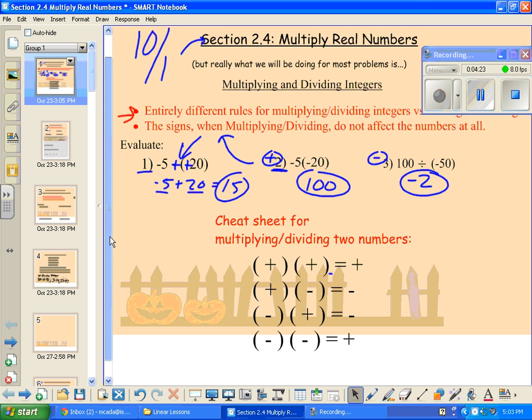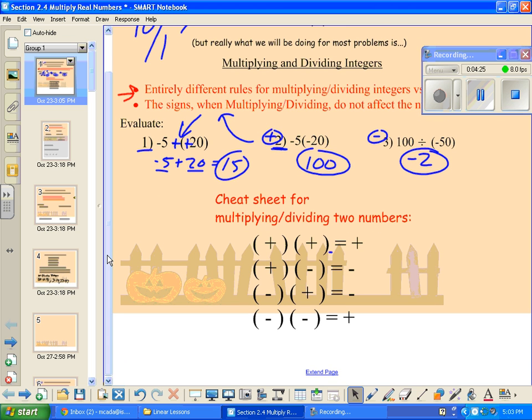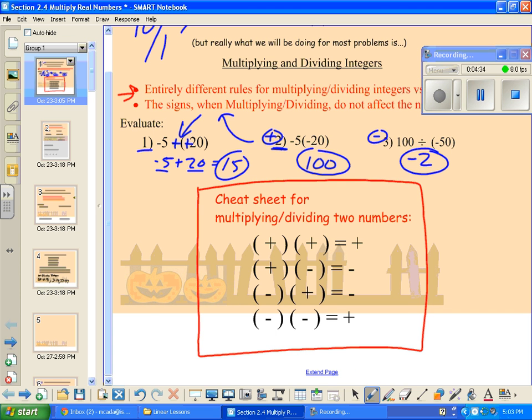Below here I've got a little cheat sheet. At least I call it a cheat sheet for how to multiply 2 numbers together when you're talking about positives and negatives. So this is something I would like you to write down. It says cheat sheet for multiplying or dividing 2 numbers. And what you notice here is the top one and the very bottom one. How you read this chart first I should start off with.